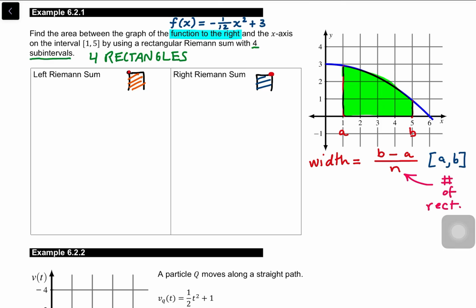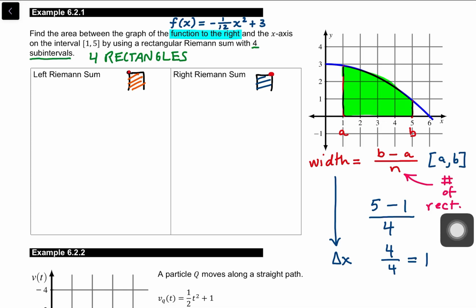The number of rectangles, okay? So in this case, we will take 5, the right endpoint, minus 1, the left endpoint, and we're going to break it into 4 equally sized rectangles, 4 divided by 4, which means that my width is going to be 1. We might use the notation delta x to also refer to the width, okay? The width of a rectangle can be called delta x because it refers to how much change in x value there is on each rectangle.